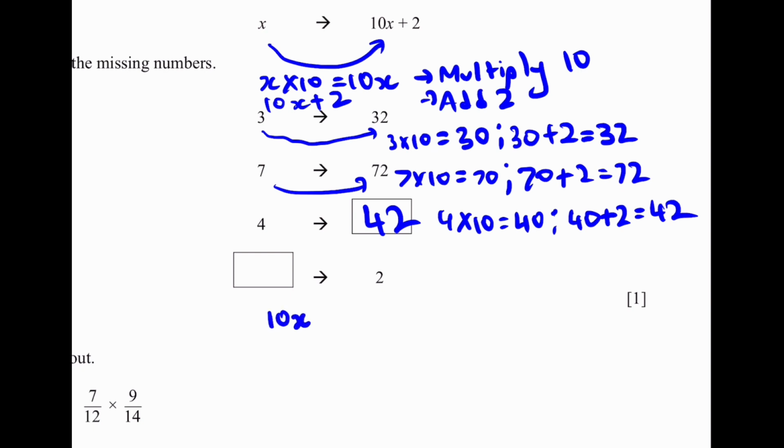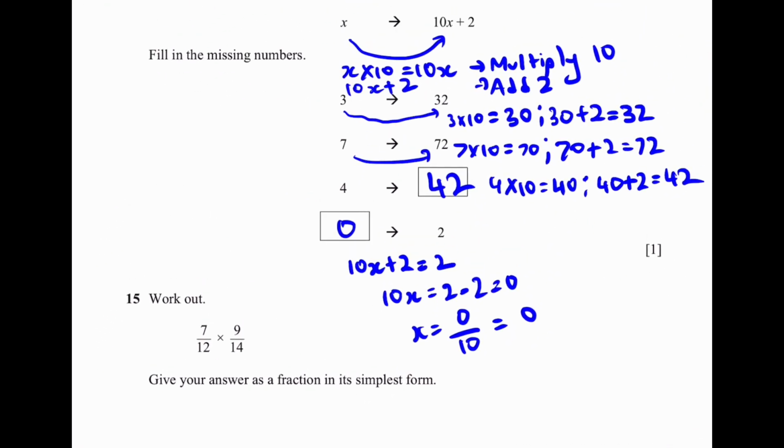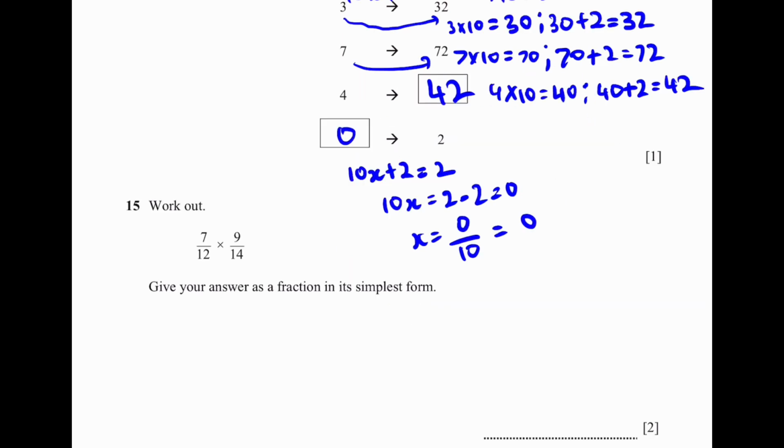And you need to find what goes to 2. So 10x plus 2 equals 2. 10x equals 2 minus 2, which is equal to 0. And x is equal to 0 divided by 10, which is obviously equal to 0. And the x we are solving is here. 0 goes to 2. You can check by saying 10 multiplied by 0 is 0. 0 plus 2 is 2. So that's correct.